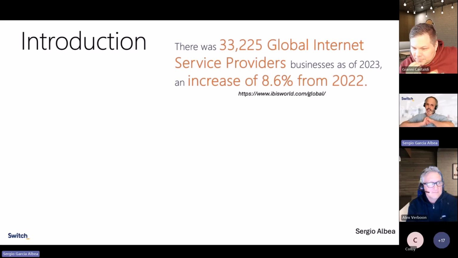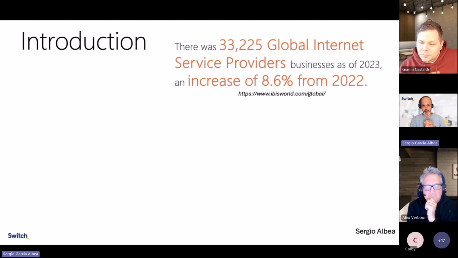To give you some numbers, in 2023, we had more than 30,000 ISPs around the world. 30,000. Now in 2025, we are close to 40,000. And as you can imagine, everyone has different types of protection, different types of investment in terms of security. So I will give you different cases that will show you that difference.